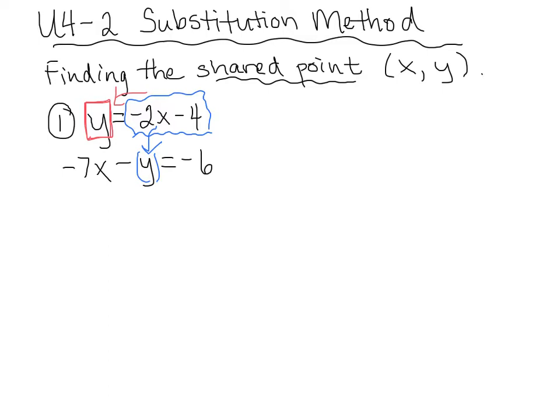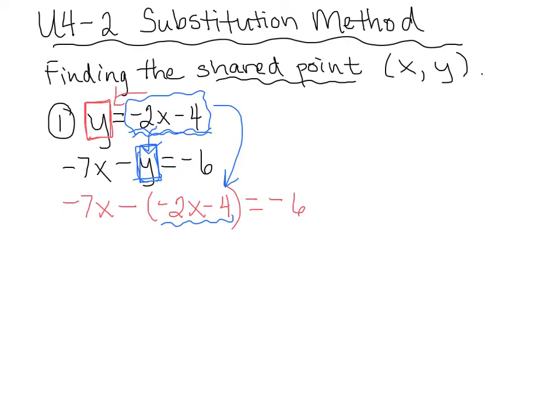Okay, so let's rewrite. We'd have negative 7x minus, now this is where we plug in the substitute for y, in parentheses, negative 2x minus 4. And then write out the rest of the equation equals negative 6. So notice, instead of this letter y, we've written in the substitute for y from the first equation, negative 2x minus 4. Now, in red, we have an equation with only one variable, the x, and we can solve it for a single number for x.